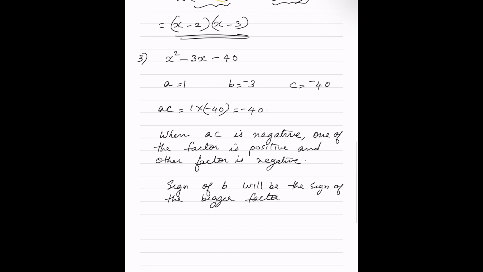So these are the points that you need to remember. So first you have to check what is the sign of AC. If AC is positive, both the factors are going to be the same sign. It will be either positive or negative.